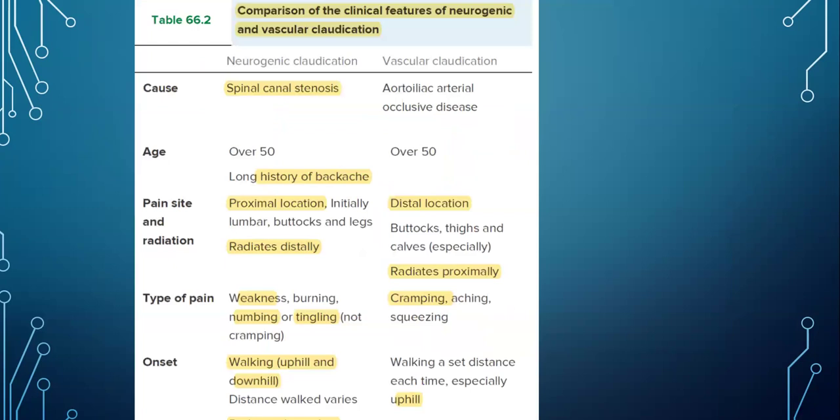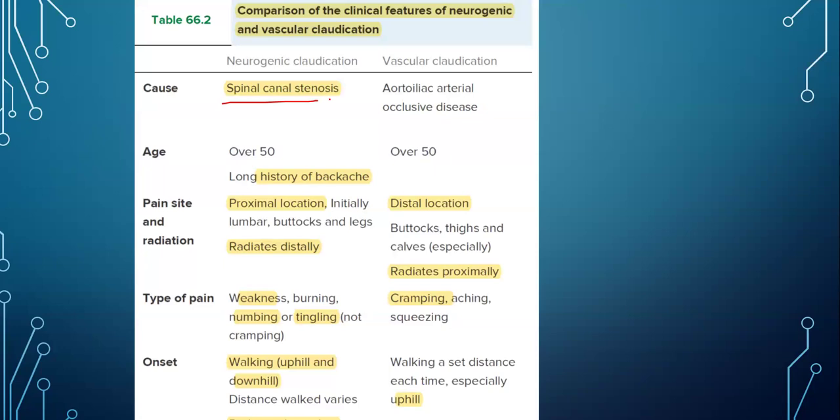It's very important to know how to differentiate between a vascular claudication and a neurogenic claudication. So vascular claudication is due to arterial obstruction. Neurogenic claudication is due to spinal canal stenosis. So if the canal where the spinal cord lies gets compressed or narrowed, it can also give symptoms in the lower leg.